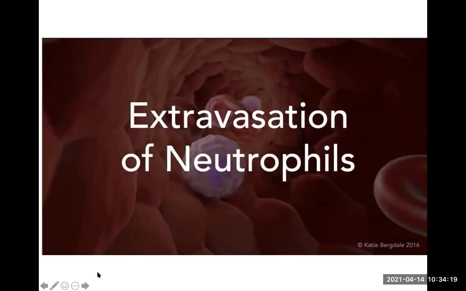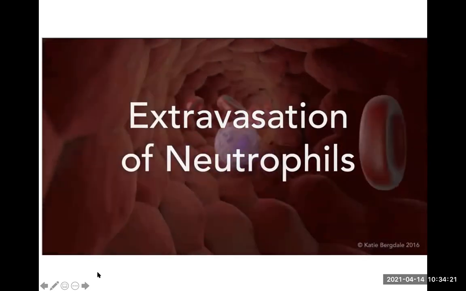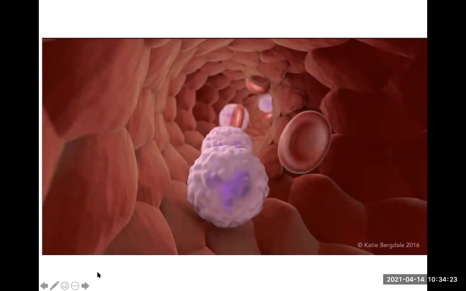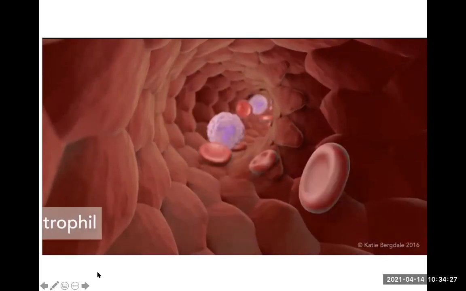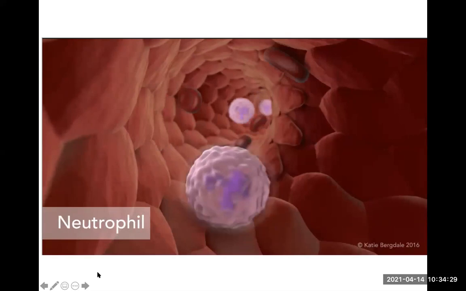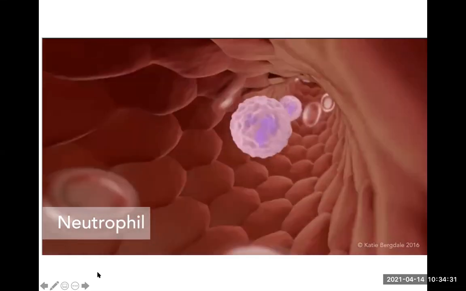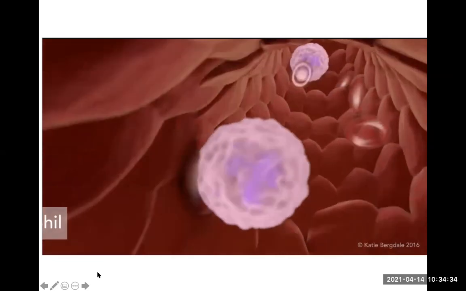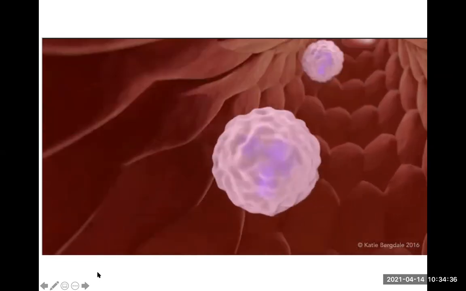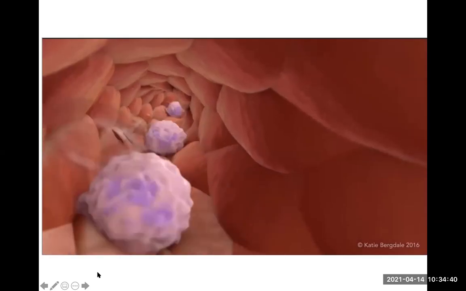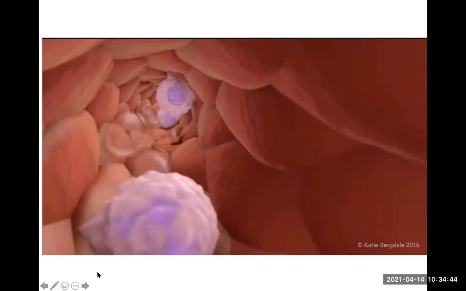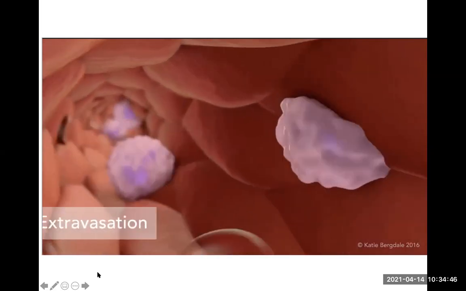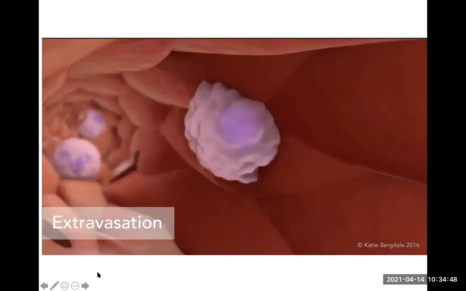Extravasation of neutrophils. White blood cells circulate in the blood, searching for pathogens within our bodies. Neutrophils, the most abundant type of white blood cell, patrol the blood for signs of infection. When inflammation is detected, neutrophils become sticky and roll along the capillary wall, adhering to it, and eventually squeezing out of the vessel. This entire process is called extravasation.